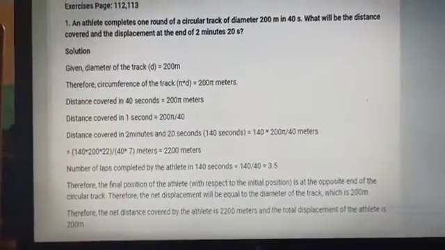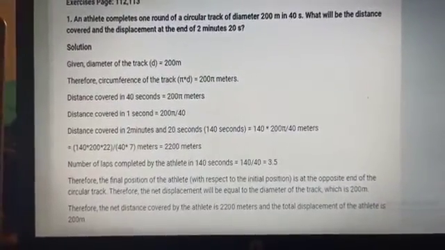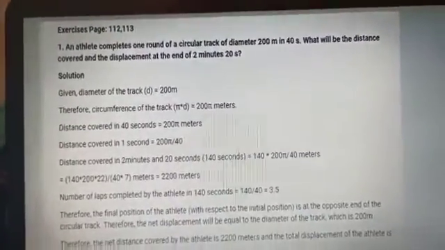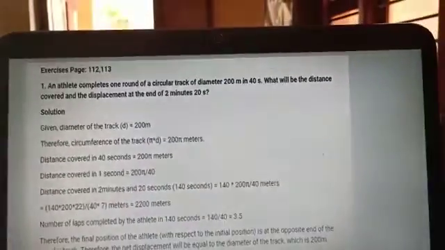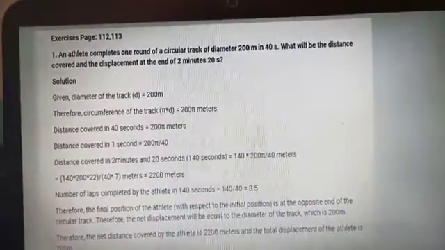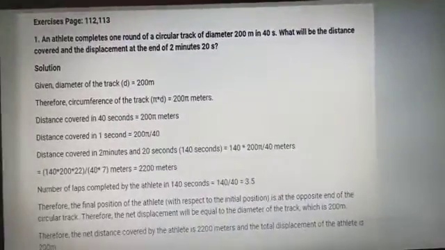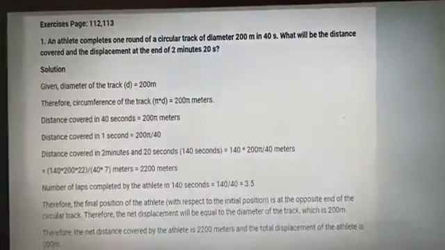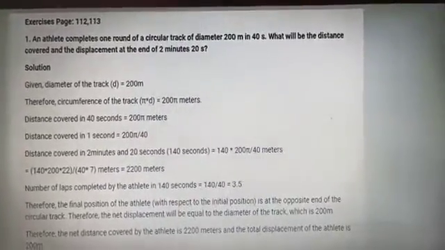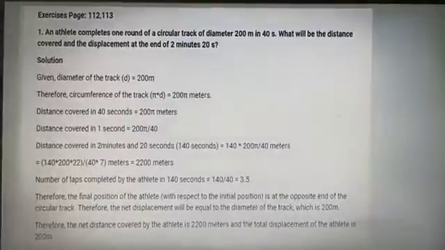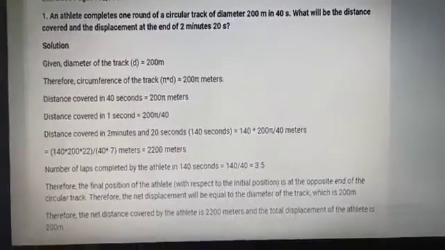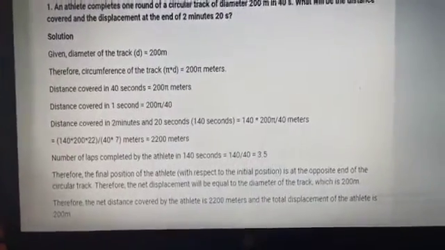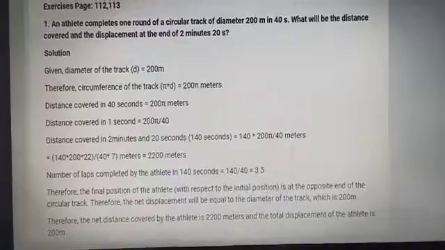So laps means one complete circle is one lap. They have come back to the starting point. So that is called one lap. So he has finished 3.5 laps. He has run 3 full circles and 1 half circle. So the displacement, you all know students, displacement is final position minus initial position. So the 3 full circles displacement is 0. Now displacement of half a circle or of half movement is 200 meters. Therefore distance covered is 2200 meters and displacement of the athlete is 200 meters.